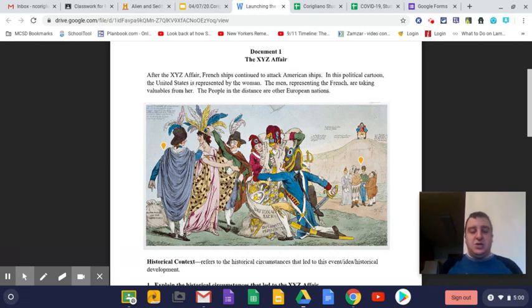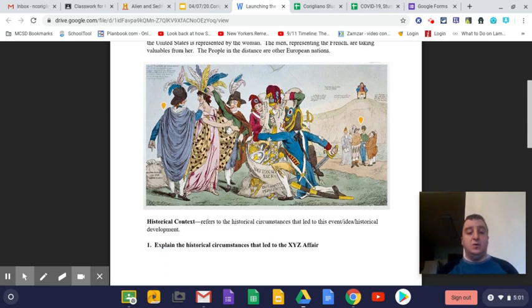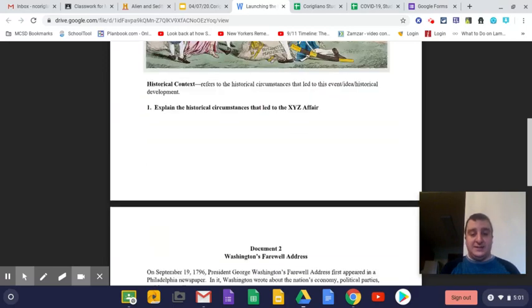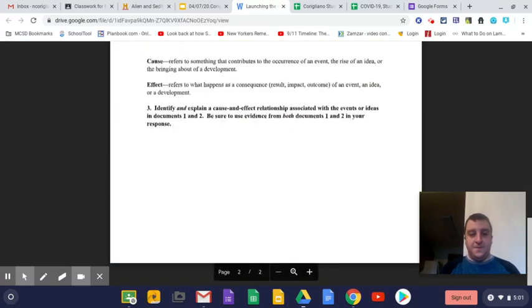But you need to make sure that you listen to the more detailed explanation so that you understand what you should pull from document 2, what you should pull from document 1, and what you should say about document 1 to show that you're pulling evidence, as it says in question number 3, to show that you're using evidence from both documents 1 and 2 in your response.